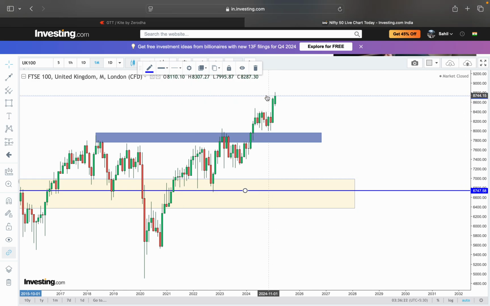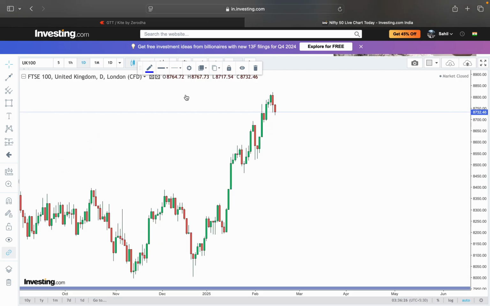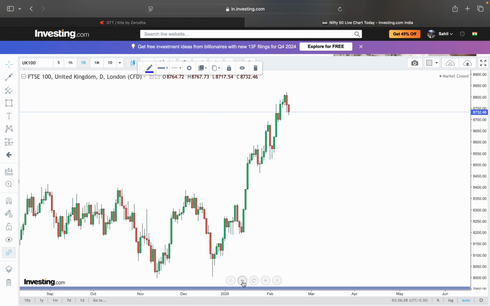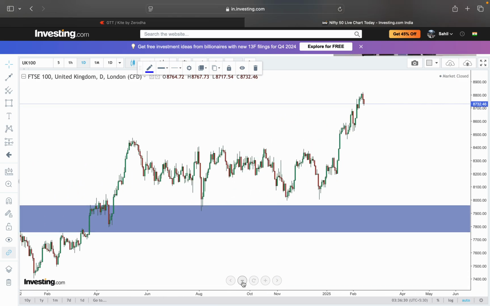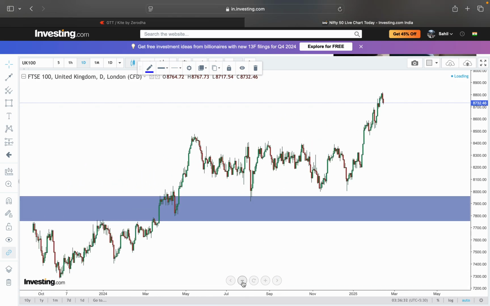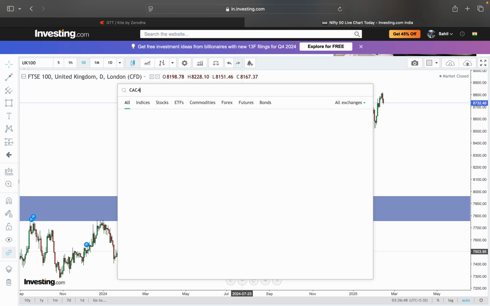So given that this is what is happening on the monthly, I would not ignore what is going on in the daily, but I would see it in the perspective that we are looking at an index which has given a multi-year break after a very, very long time. So something must be looking up for the Britain economy, because it's after a very long time that they have given a new high. Let's have a look at France.